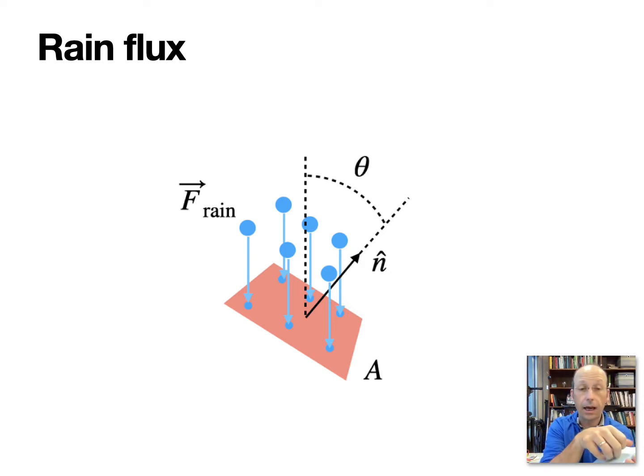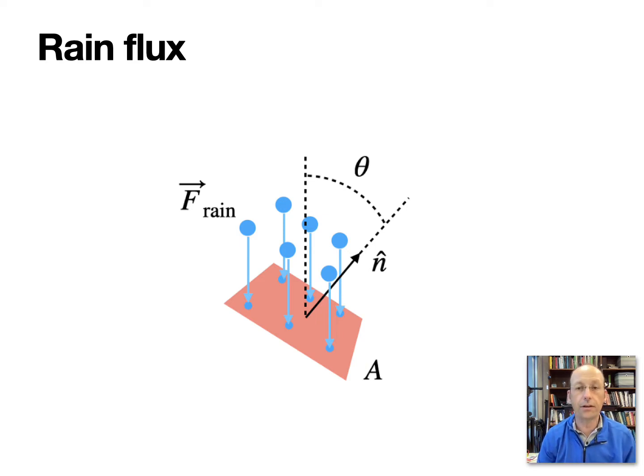And finally, I can increase the rain flux by increasing the area. If I make this twice as big, it's going to have twice as much rain flux. So it depends on how fast it's raining, the angle between the surface area and the rain, and the size of the area. That's rain flux, and that's how much rain hits it.